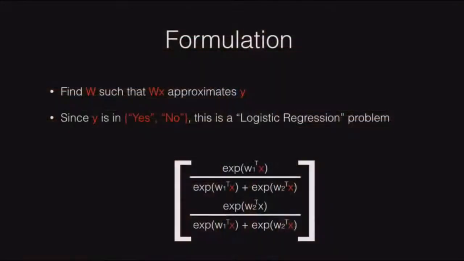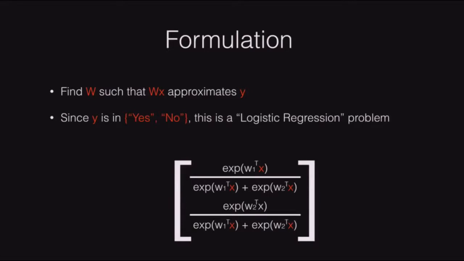Now, given that X and Y, my job now is to try to find some W such that W times X can approximate Y. Y is the output, right? And Y here is yes and no. Because this problem has two categories, you can think of it as a logistic regression problem. Now, if anybody followed the great CS 229 class by Andrew, you can probably formulate this very quickly.